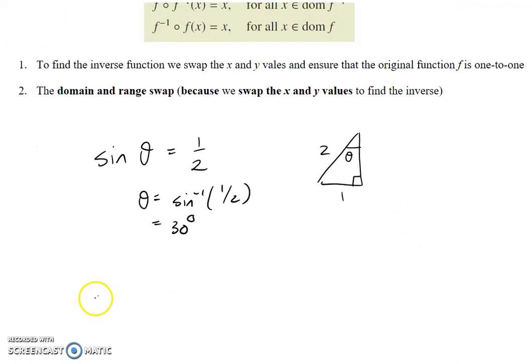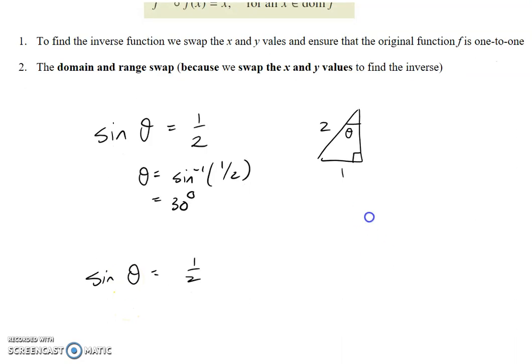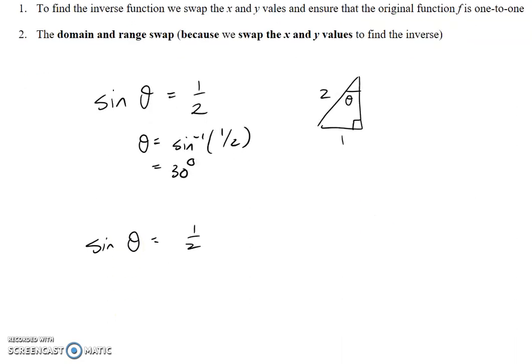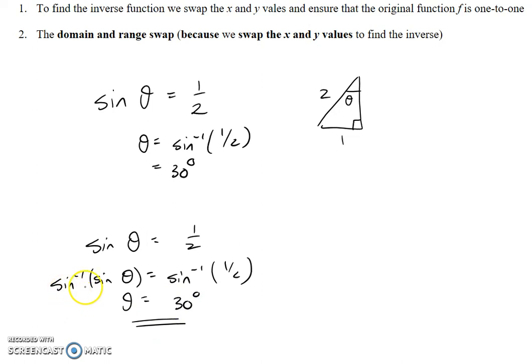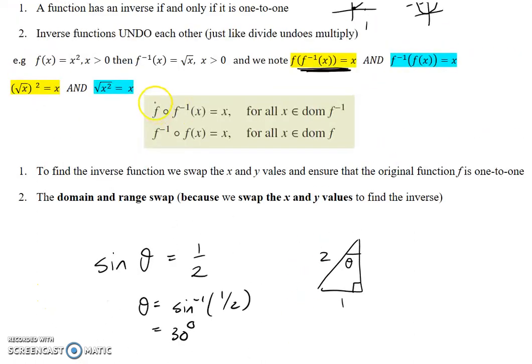Now, really, what's happening is sine theta is a function. It takes in values of theta, and if we restrict it between 0 and 90, we can work out the different angles here. If I take the inverse sine of both sides, then I'm just left with theta, and you get back 30 degrees. So the inverse sine undoes the sine. The inverse function undoes the function, just like up here.